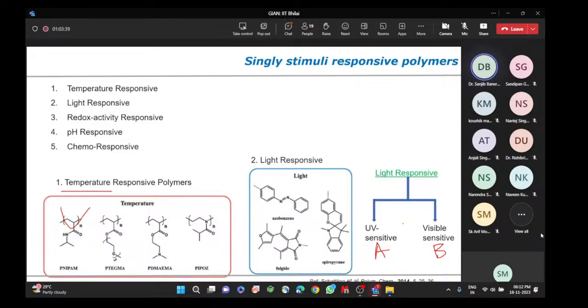Just write A or B in the answer column so that I can see. But write quickly so that I can move quickly. The question was, among UV light or visible light, which one is preferred? Write A or B in the answer quickly. In 1 minute, we will close it.